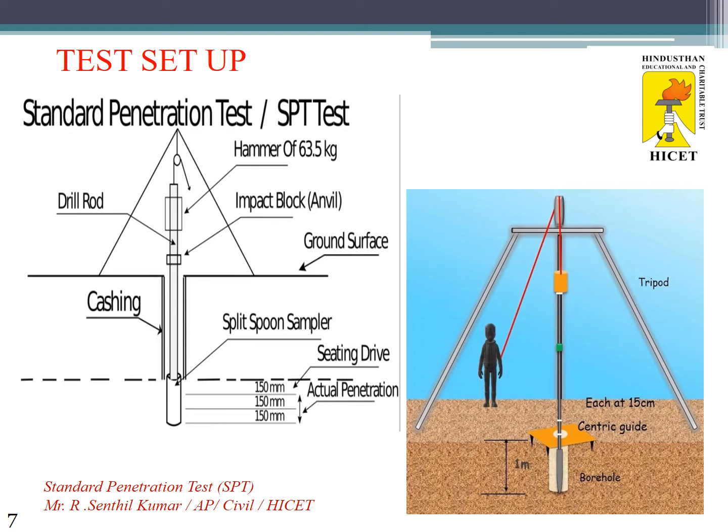This is the test setup for the standard penetration test. From the ground level you make a borehole, and you can also insert a casing pipe. Then the driving rod and cutting edge are replaced by the split spoon sampler. The split spoon sampler is marked in three parts, each 150 mm, and at the top above the ground surface there is a drill rod and then a pulley with a tripod stand. The pulley is used to lift the 63.5 kg hammer by manpower.